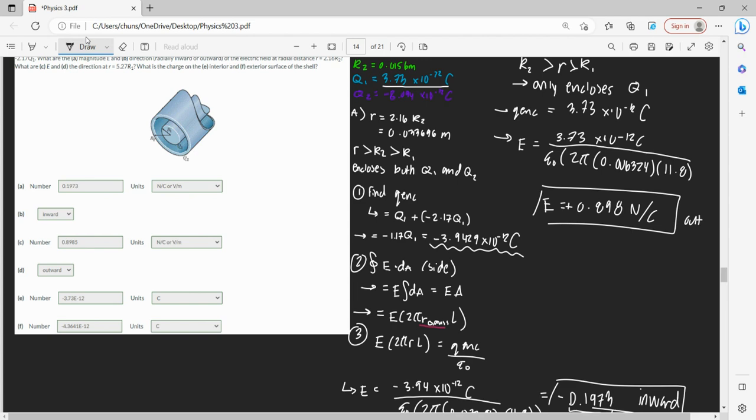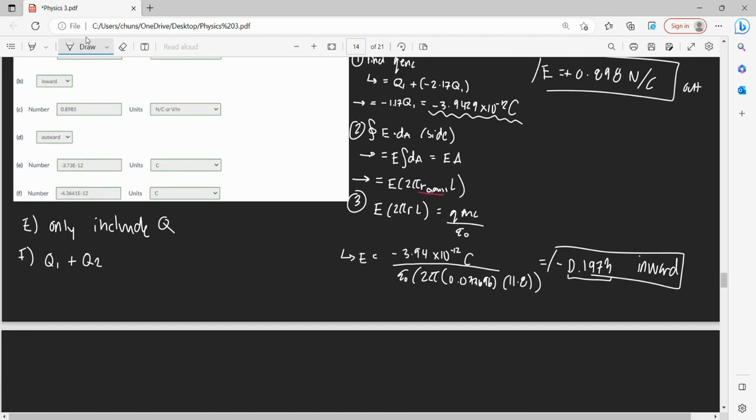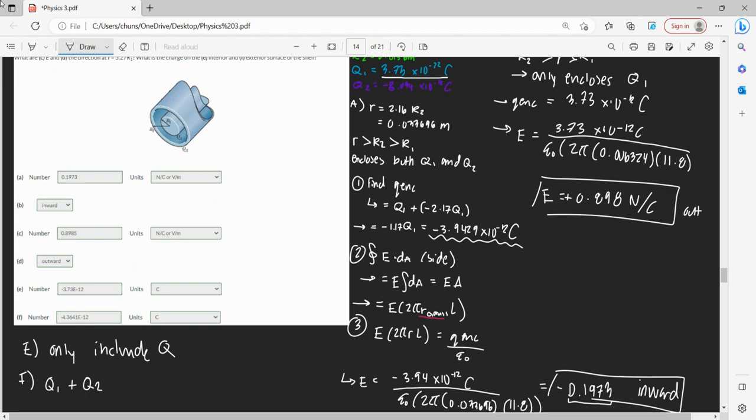So if we were to take it from the outside, that means we want to include the net charge from both Q1 and Q2. So that's why we would get negative 4.36 times 10 to the negative 12. So I'll just write that really quick. Okay, maybe sometime later in this video I will understand why it is negative. For now, I don't know.